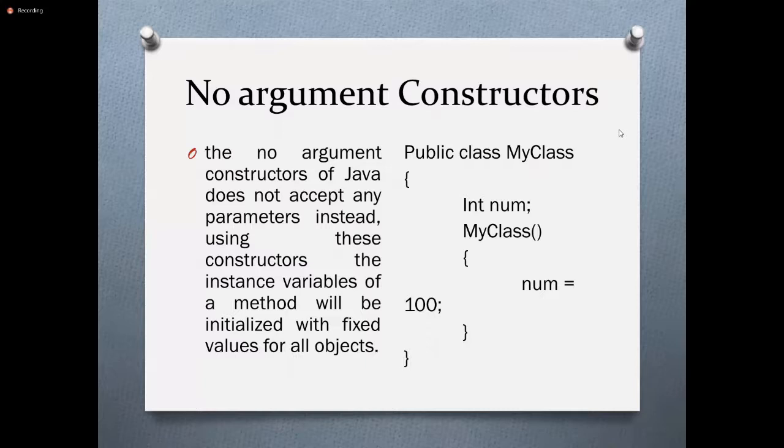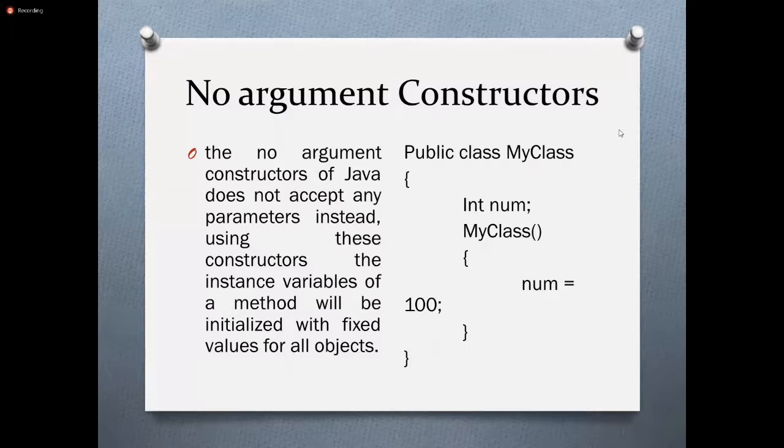Class, my class, then int x is declared as the first line. Then my class, int i. Int i is the parameter, then x is assigned i. Right. Then we move on to the next slide.